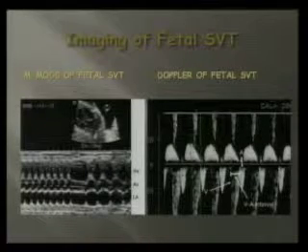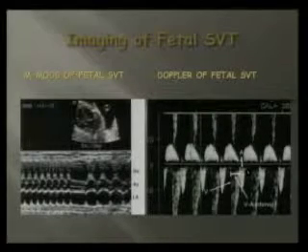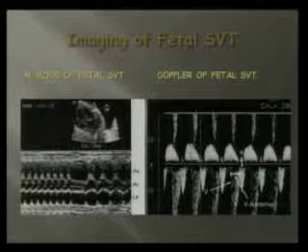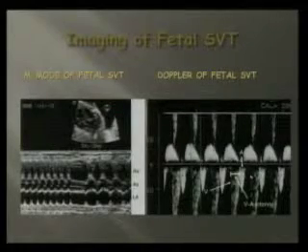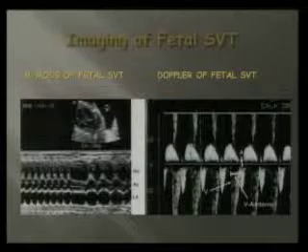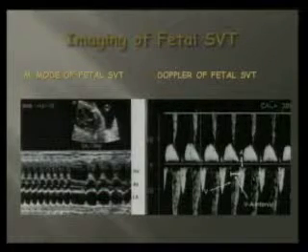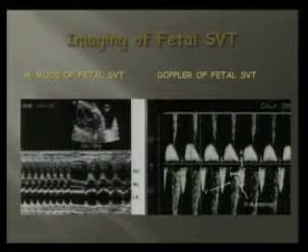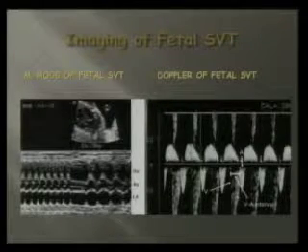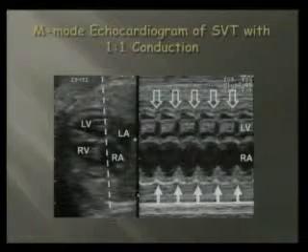Or you can look at the fetal Doppler and see that there's a 1-to-1 relationship between the ventricular flow and the atrial flow. And here they're actually measuring a V to A interval as opposed to an A to V interval, and this would be a shorter VA interval, which would more likely be a reciprocating or reentry tachycardia.